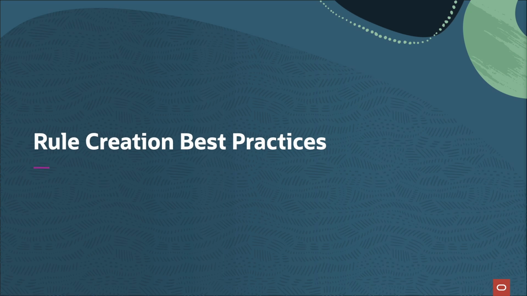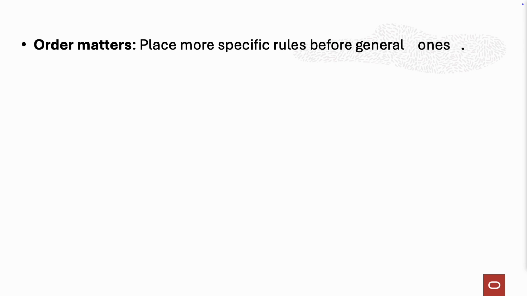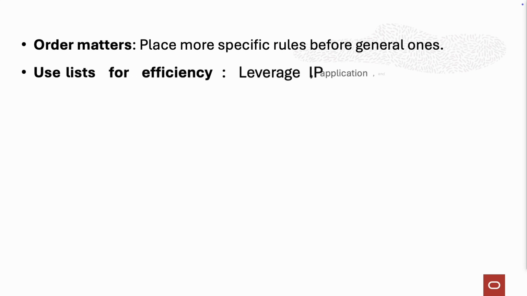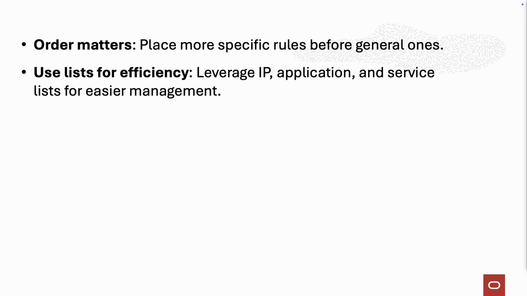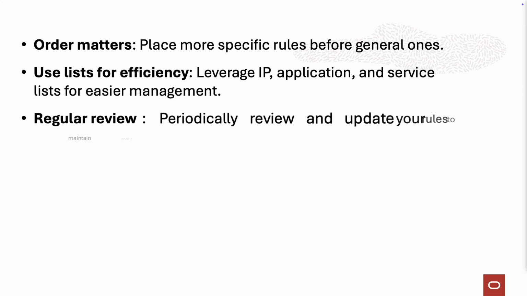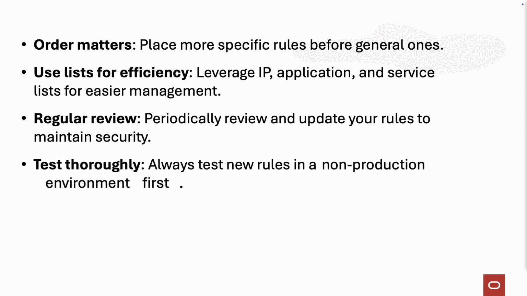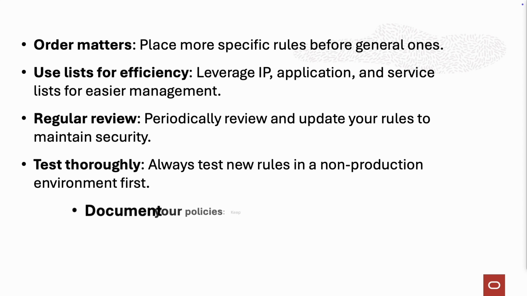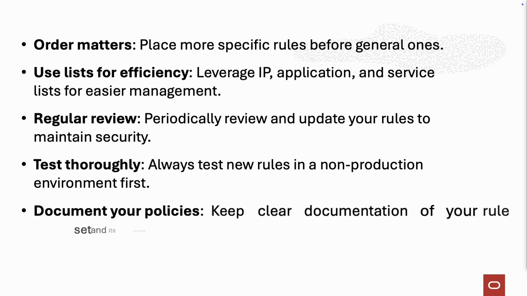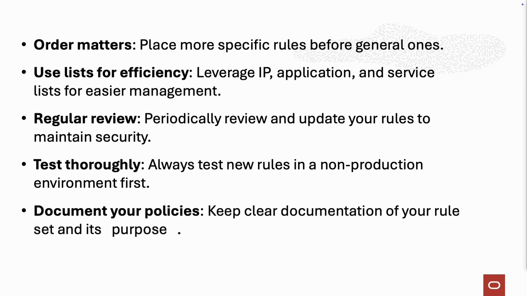When creating rules, keep these best practices in mind. Order matters. Place more specific rules before general ones. Use lists for efficiency. Leverage IP, application, and service lists for easier management. Regular review. Periodically review and update your rules to maintain security. Test thoroughly. Always test new rules in a non-production environment first. Document your policies. Keep clear documentation of your rule sets and their purposes.